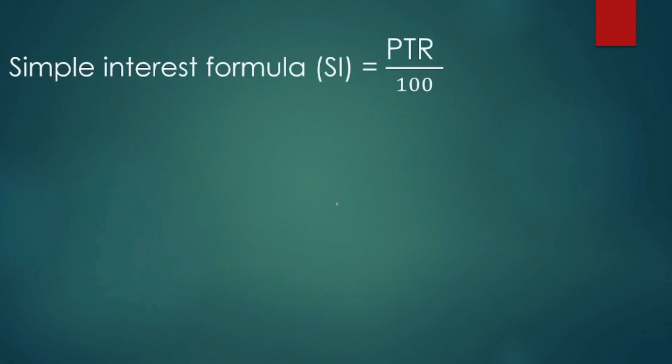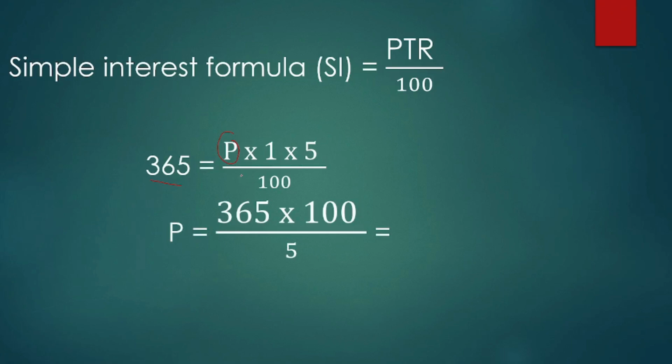So the simple interest is PTR by 100. We don't know the principal. That's why the simple interest earned is 365, equals P into 1 into 5 by 100. So P will be 365, and this 100 goes to this side, so into 100 by 5.